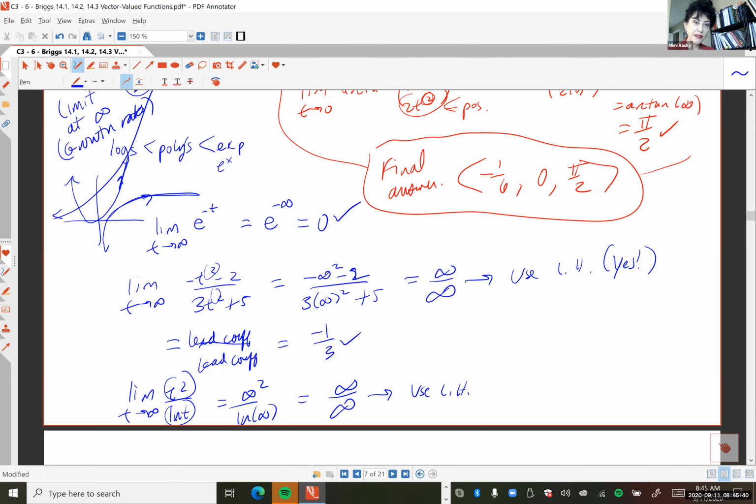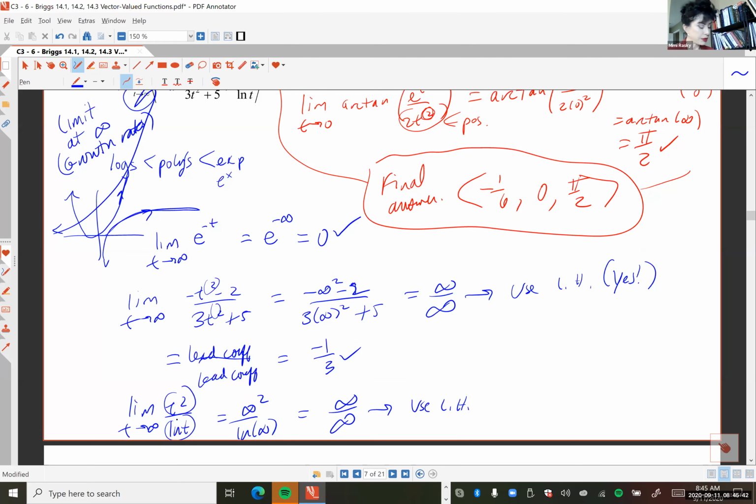But who goes to infinity faster, polynomials or logarithms? Polynomial. So the numerator is going to infinity faster than the denominator. It's almost as if the denominator was standing still, like a constant. So what is this ultimate limit going to be? Infinity. So what does that mean for the overall answer? The final answer for this problem is the limit does not exist. D and E for short does not exist.